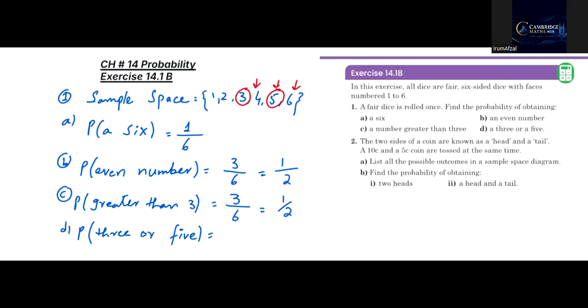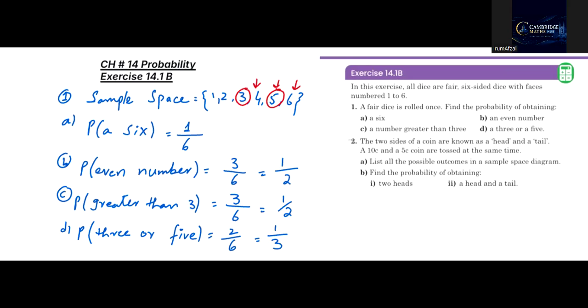So for this one, what we will do, only one time we have 3 and only one time we have 5. So 2 over 6. Okay, 1 times this and 1 times this. So this is going to be 2 over 6. So 1 over 3 is the probability of getting a 3 or a 5. Okay. So this was your complete question number 1 related to your exercise 14.1b. Next, moving towards your part number 2.